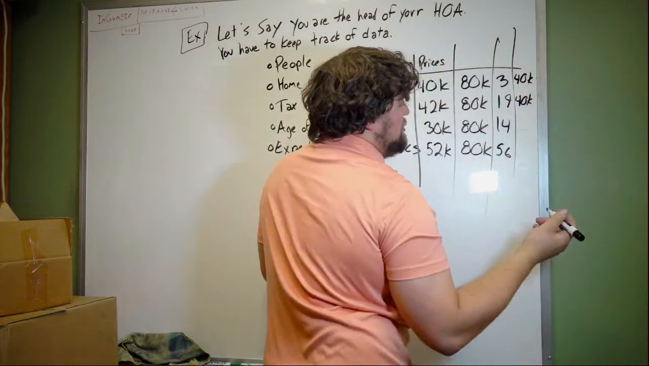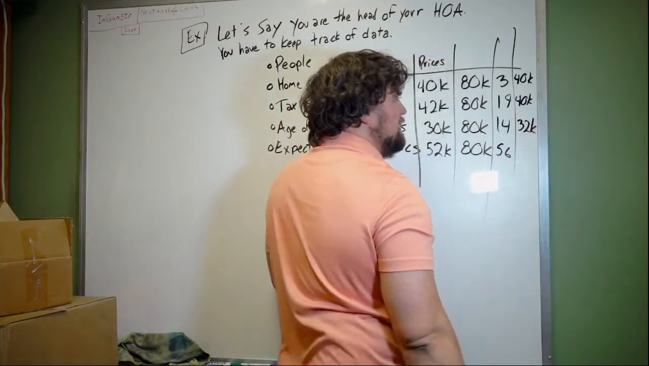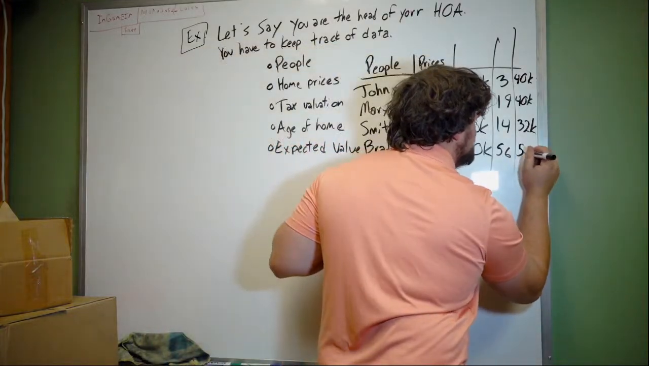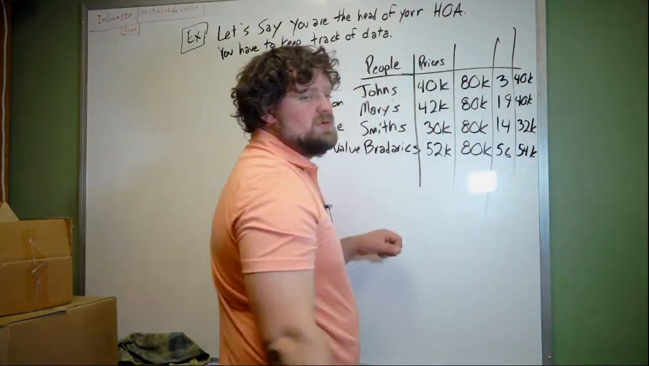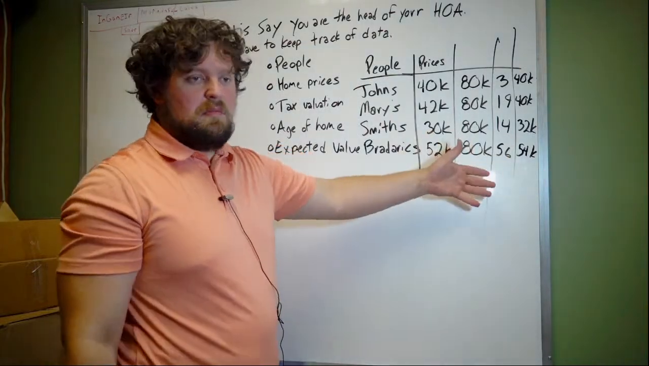40K, let's say they're just trashing their property. The Smiths decided to do a renovation. They added an extra dog kennel. And the Brodericks, they just took care of their property. Okay, so every one of these numbers has meaning.